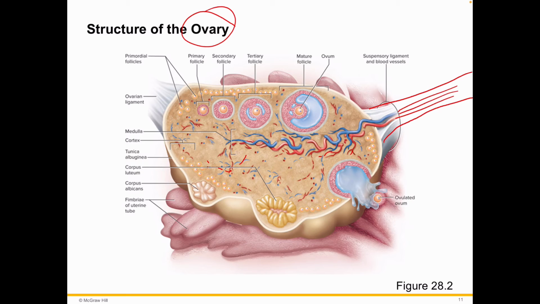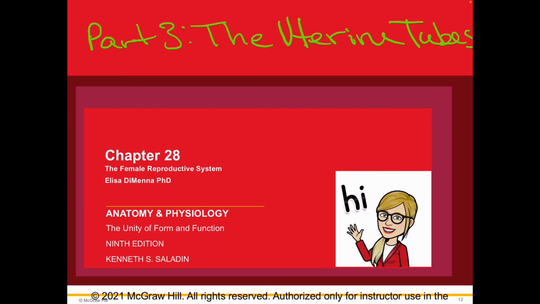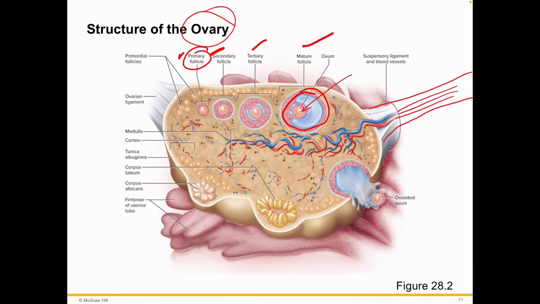Let's take a look at the beginning. That would be the primary follicle, primary meaning the first follicle, as it matures and develops into the secondary, tertiary, and the mature follicle. The ovum itself is the egg proper. The rest of this area, the supportive tissue, is known as the follicle. Oops, going back, sorry, I was rushing ahead there.